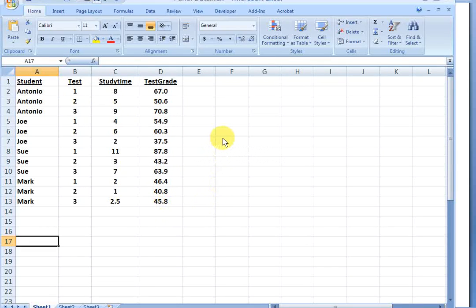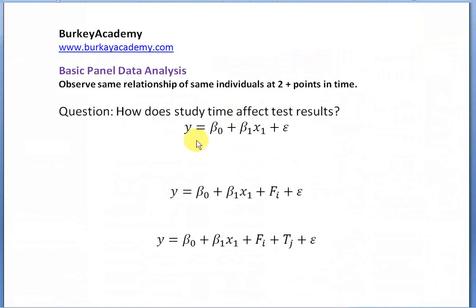Now, I actually created this data. I know what the real model is that created these answers, but I've already forgotten it. So what we're going to do is try to estimate the real model and see what happens. So let's suppose the first model we're going to estimate is just this very simple one. Now, doing it this way, we're not taking advantage of the fact that we have multiple observations on the same people. We're just running a regular simple regression here.